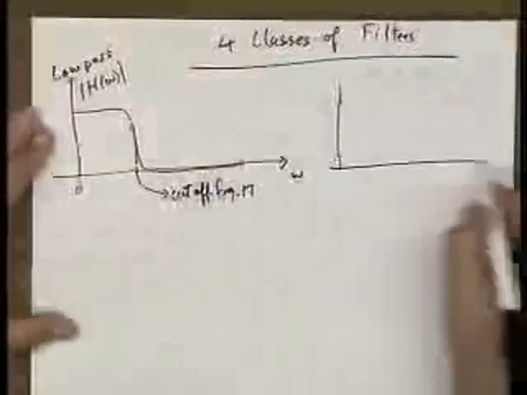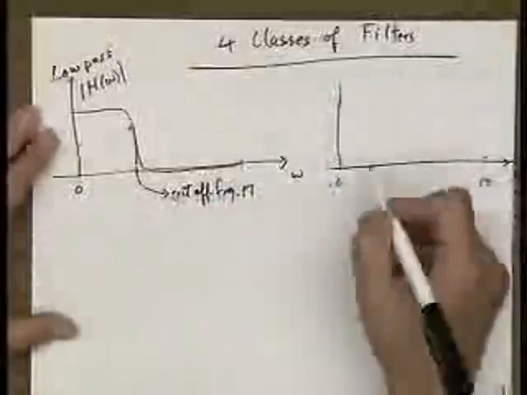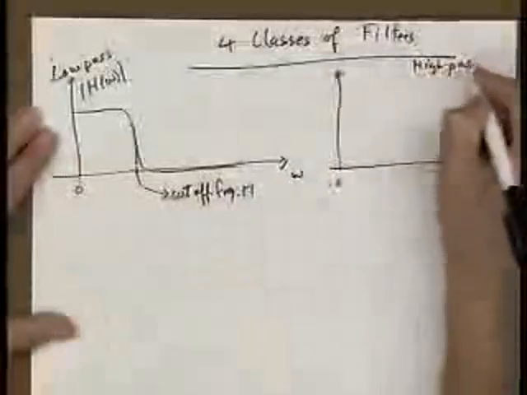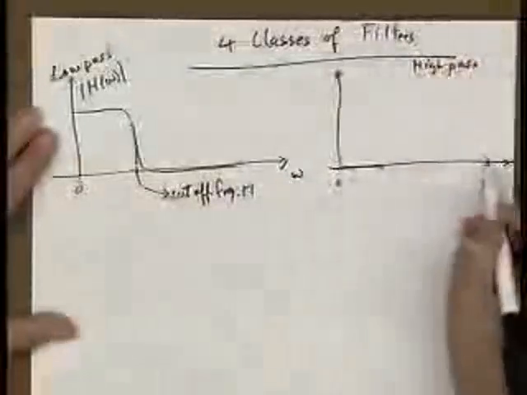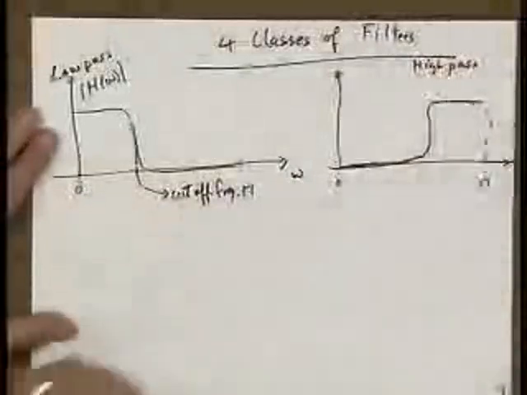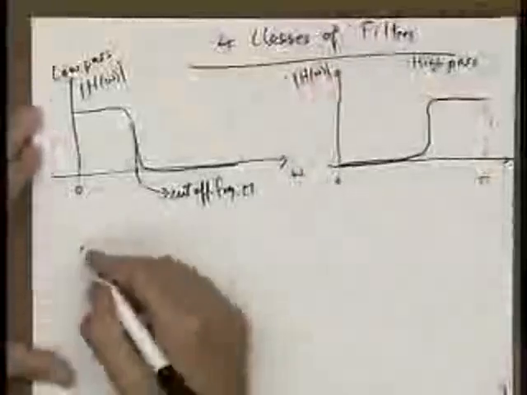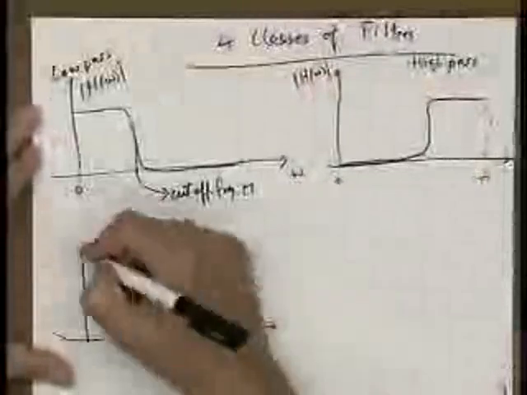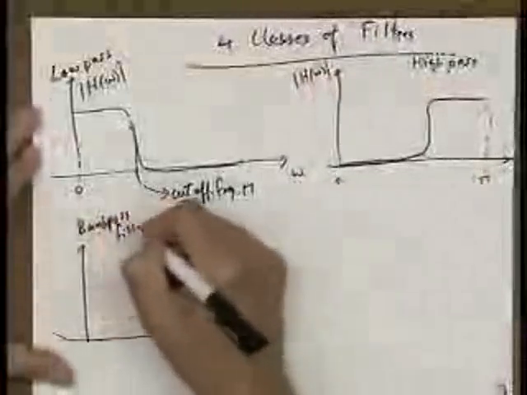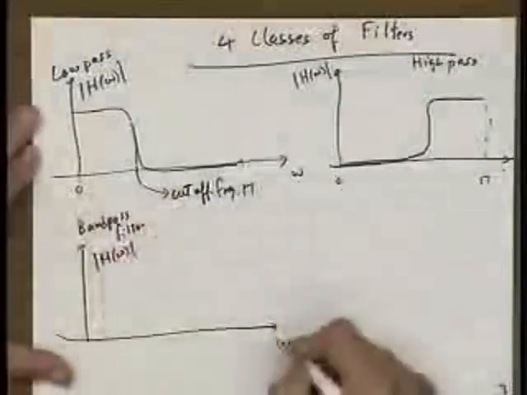Then the other type of filter people worry about is what's called the high-pass filter, where it's 0, and then it goes up at some value, so H of omega. And then the third class is the bandpass filter, H of omega as a function of omega.